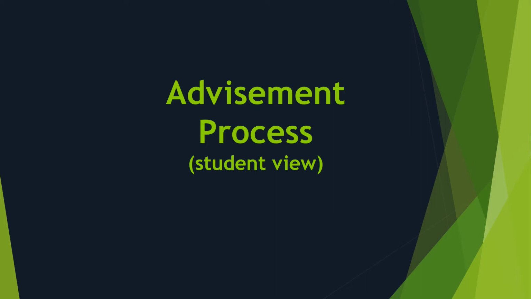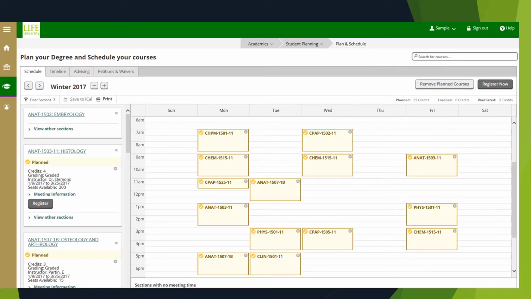Let's look at advising from a student perspective first. During the registration and planning process, students will have the option of clicking on the Advising tab to start communicating with their advisor. In this example, our student has finished planning their courses and would like additional review from their advisor prior to registering. Remember, there is a difference between planning a course and registering for a course. Also remember, this advisement process is currently optional for students.